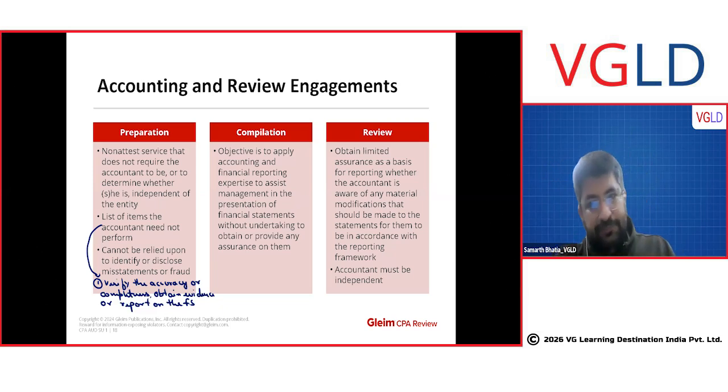Now we are coming to compilation. In preparation, we are talking about preparing the accounts. When it comes to compilation, it is about applying accounting and financial reporting expertise. Somebody who is helping in the compilation will apply their expertise to assist the management in presenting the financial statements without providing any assurance. They're just saying how you have to present it. That's it. No assurance, neither negative nor positive. The accountant does not verify the accuracy and completeness, and compiles on the basis of whatever information is provided by the management. They're not going into very much detail.